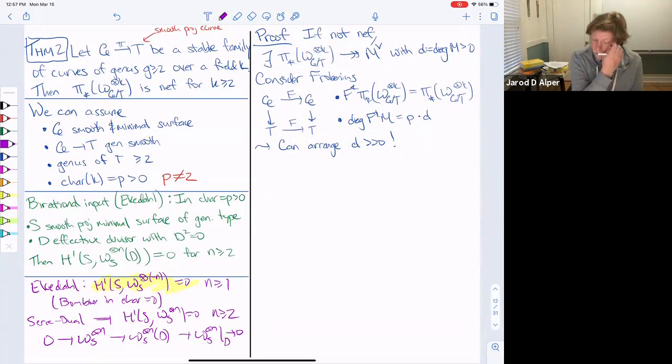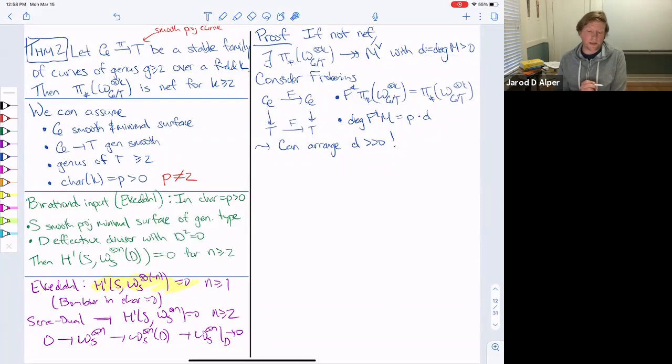All right, so now here we are. Let's sketch out the proof of Theorem 2. So let's suppose that this pushforward is not nef. If the pushforward is not nef, then there's a quotient that has negative degree on T. But here I just dualized M. So I've arranged that M has positive degree. So M is positive, its dual has negative degree.